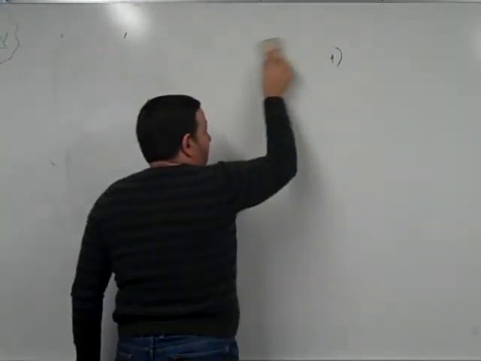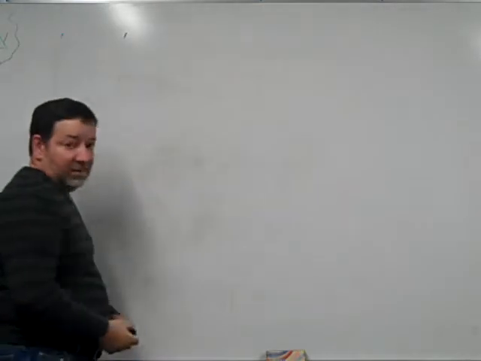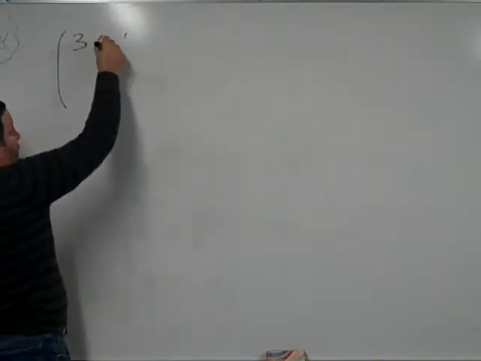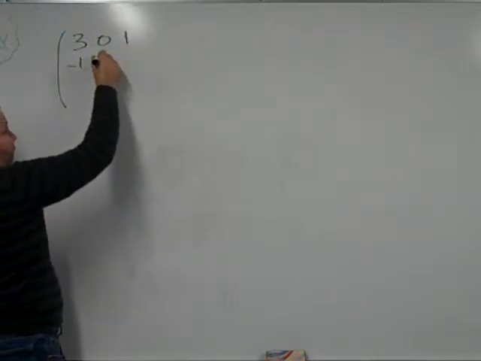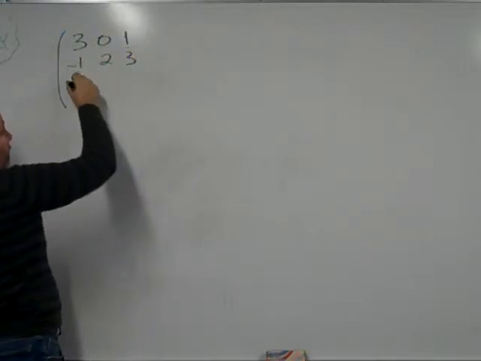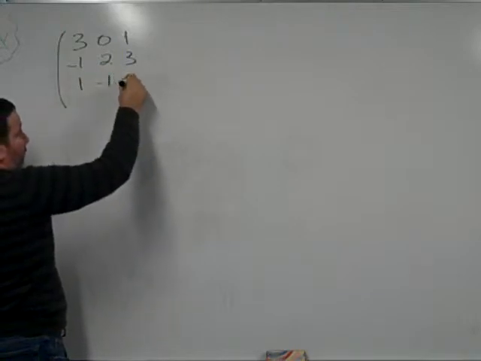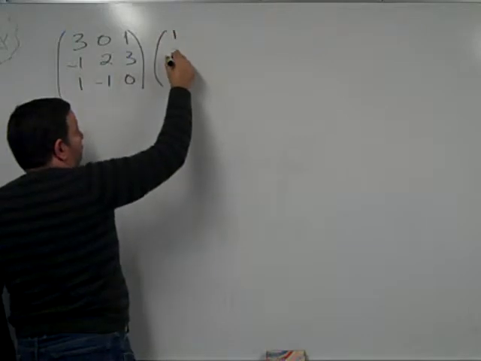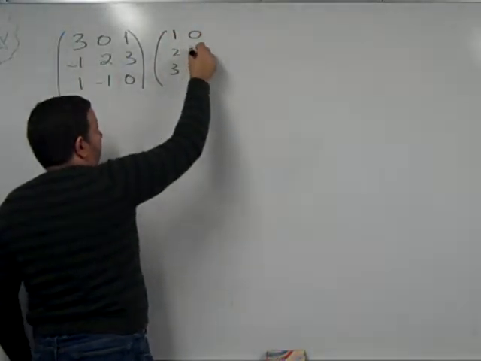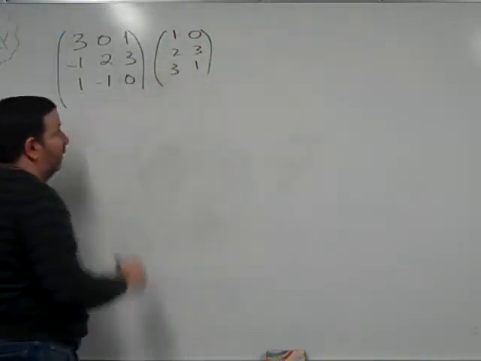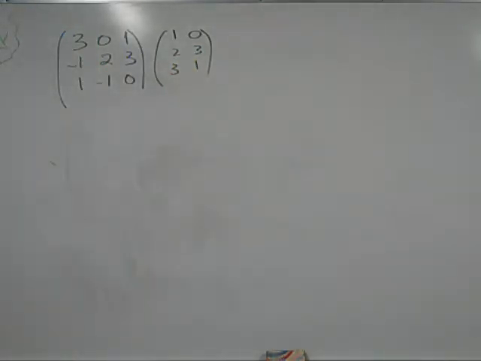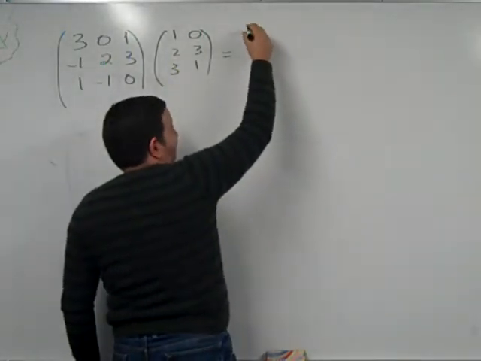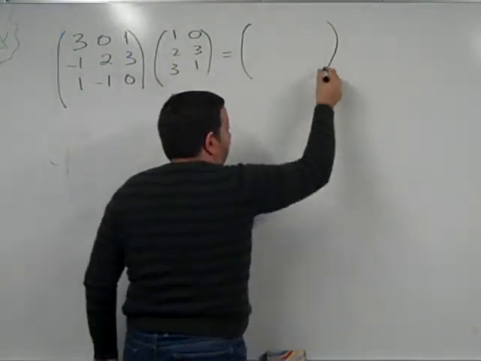Okay, so let's multiply these two matrices. 3, 0, 1, negative 1, 2, 3, 1, negative 1, 0. Let's multiply this matrix by 1, 2, 3, 0, 3, 1, and that's it. Now, when you multiply two matrices, you get a matrix.